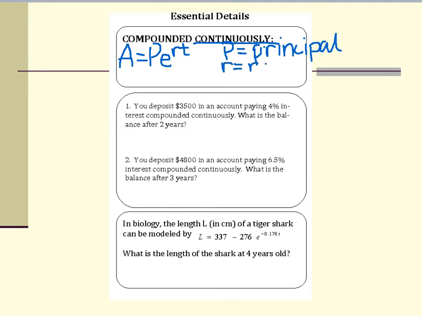R is your rate. And we've got to make sure we have that as a decimal. So our rate as a decimal. And then t is our time.